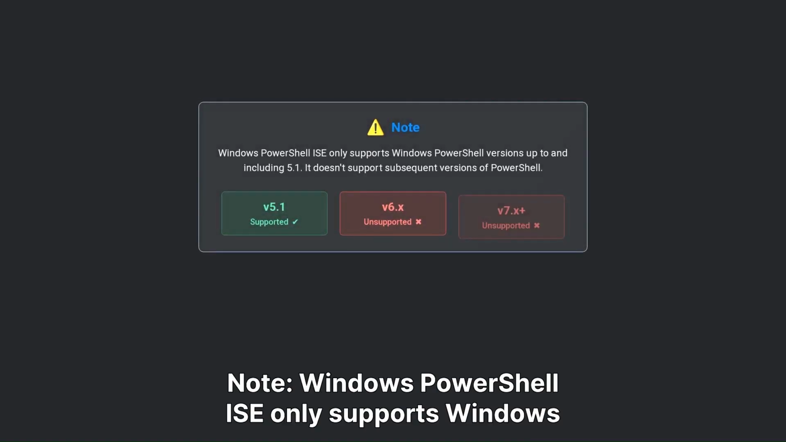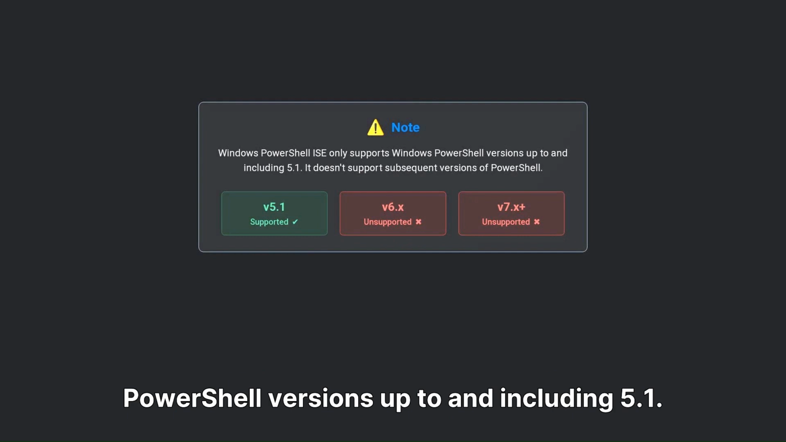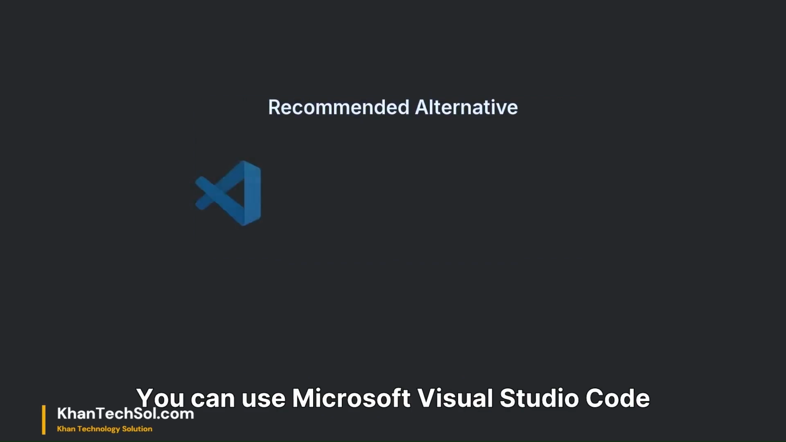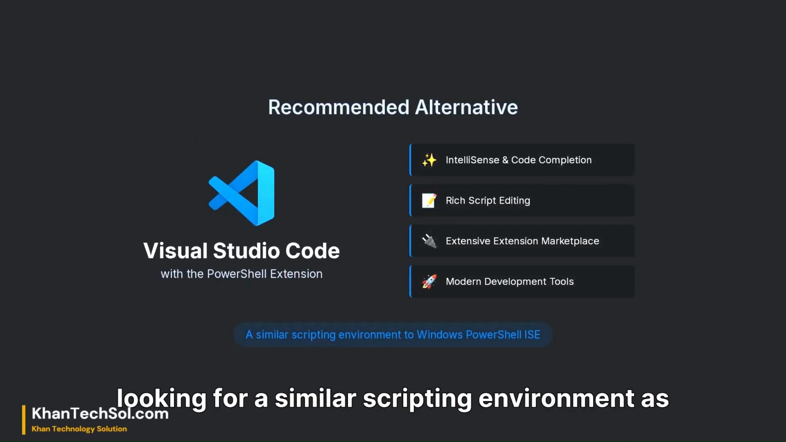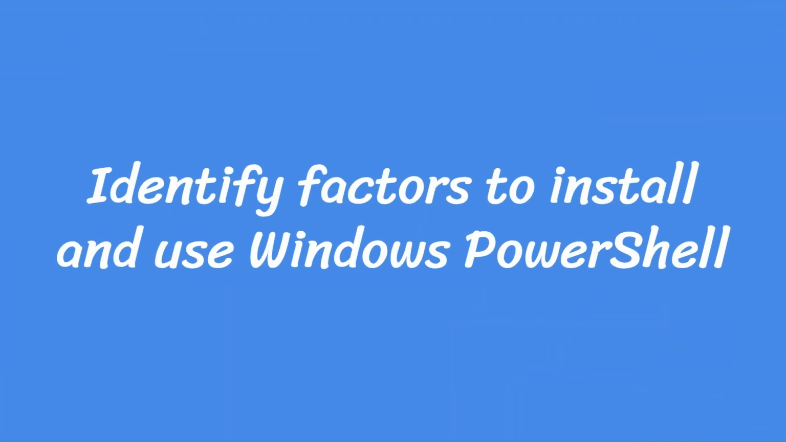Note, Windows PowerShell ISE only supports Windows PowerShell versions up to and including 5.1. It doesn't support subsequent versions of PowerShell. You can use Microsoft Visual Studio Code with the PowerShell extension if you are looking for a similar scripting environment as the one that Windows PowerShell ISE provides.